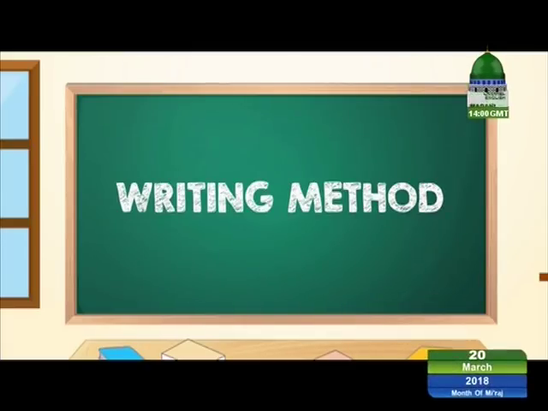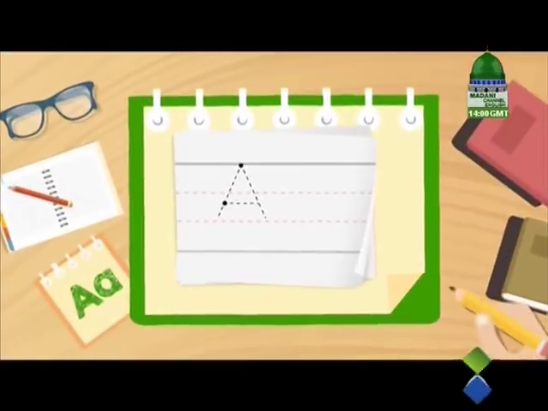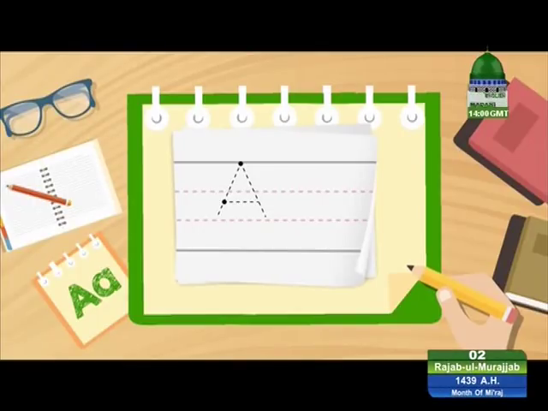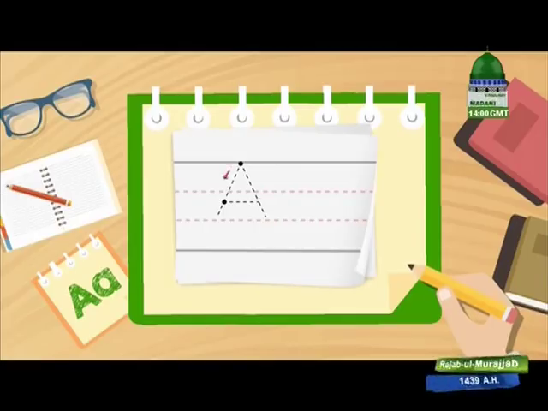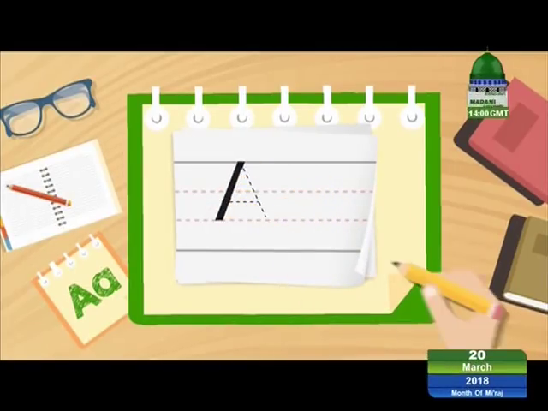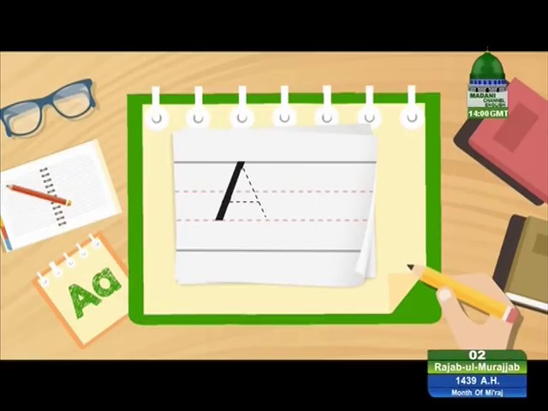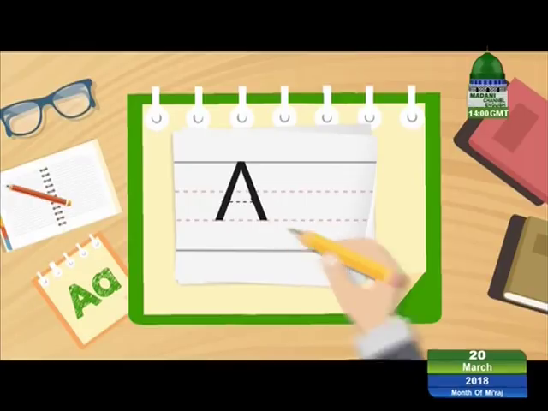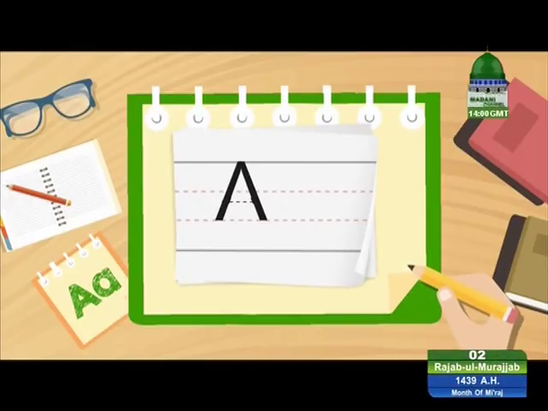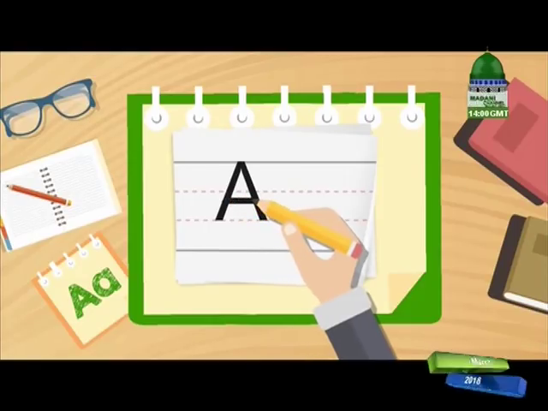How to write letter A? Capital A. Start from the top and draw a slanting line downwards. Go to the top and draw another slanting line down to the opposite side. Now go little below the middle and draw a sleeping line across.